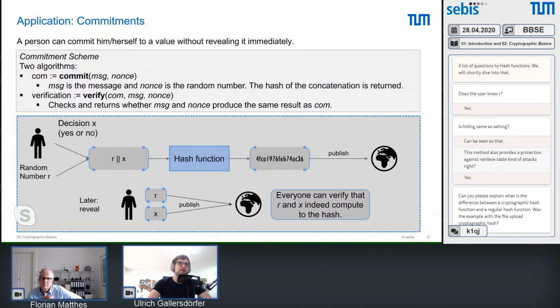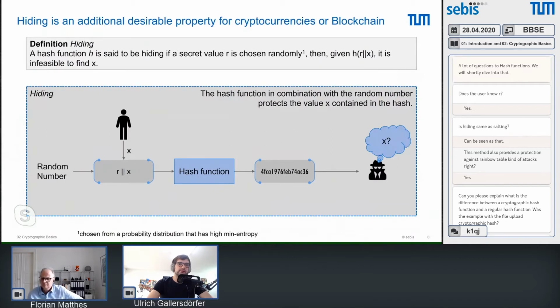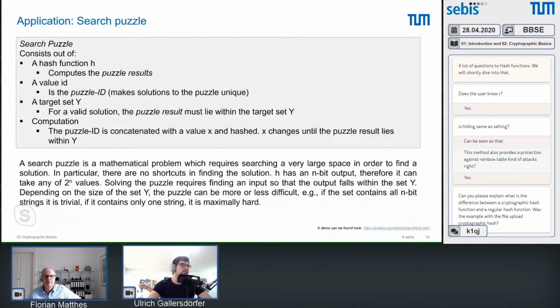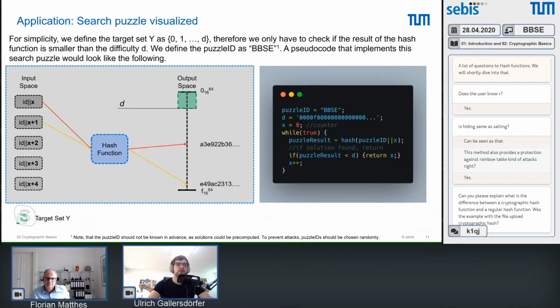We get another question. Maybe step back to the mining puzzle or search puzzle, and someone asked, is the complexity increased by, for example, finding a value for X that ensures that the computed hash has a fixed number of leading zeros? So if we are considering the above example, increasing the complexity would mean increasing the number of leading zeros.